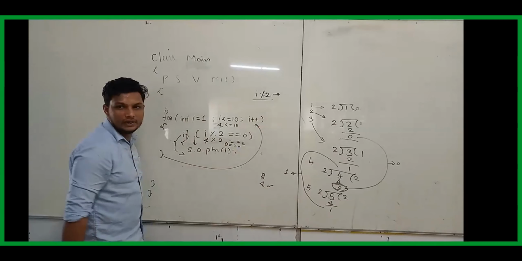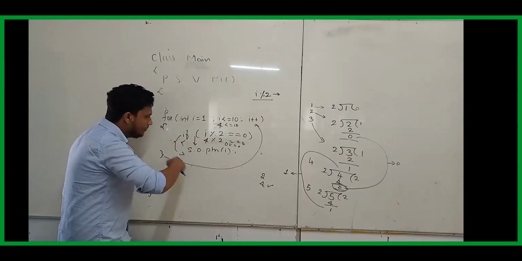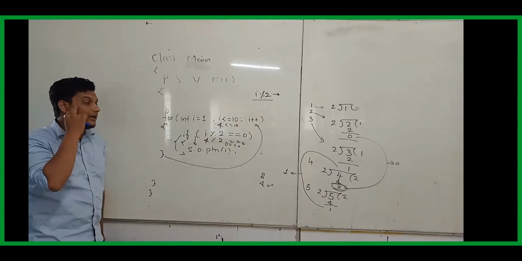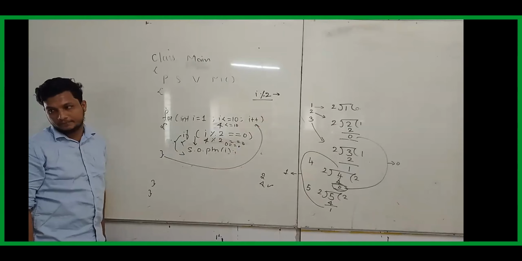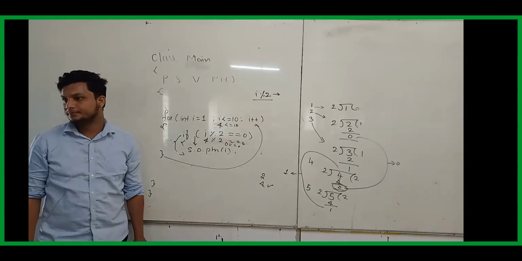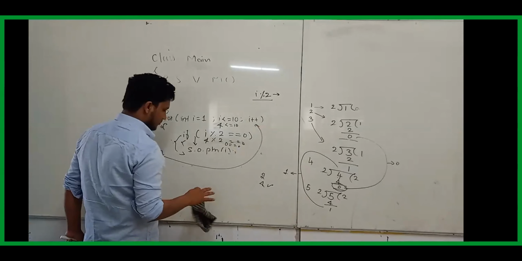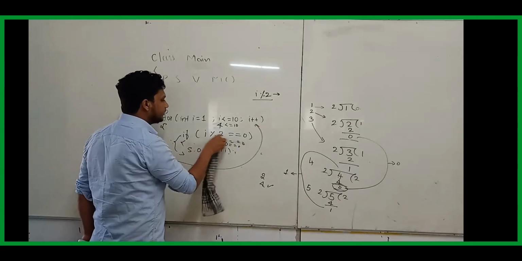Is 4 an even number? Yes or no? Yes. Then what will happen? The same task will be repeated up to 10. And all the even numbers like 2, 4, 6, 8, and 10 will be printed. Am I clear? Am I clear, guys? Let me know if you have any doubts inside this one.